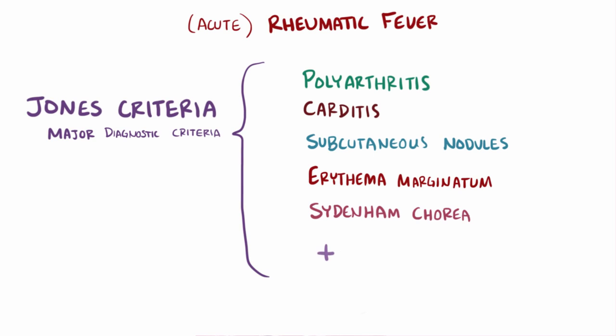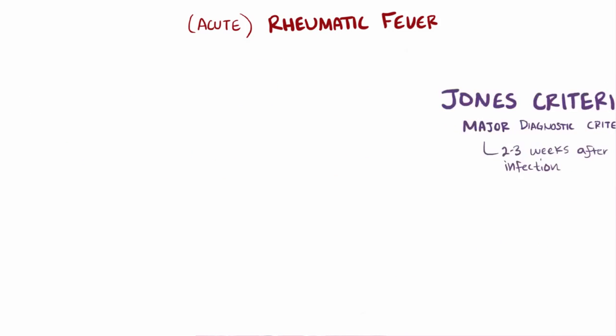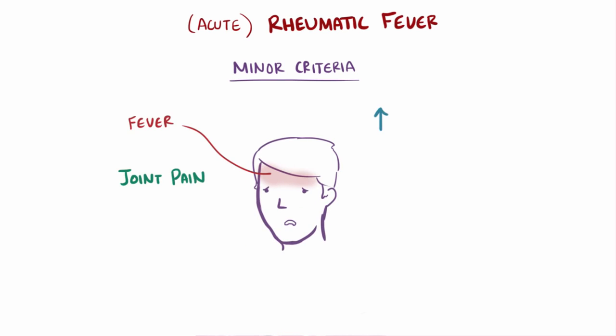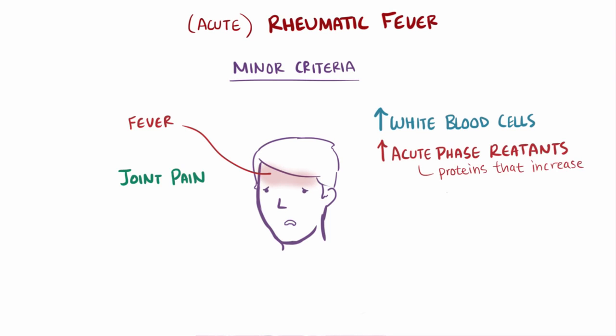The Jones criteria also includes having a blood test that shows evidence of previous streptococcal infection, since these symptoms usually don't show up for 2 to 3 weeks after streptococcal infection. Finally, there are also some minor criteria that can help make a diagnosis. Things like fever, joint pain, having more white blood cells in the blood than usual, elevated acute phase reactants, which are proteins that increase in the blood in response to inflammation.